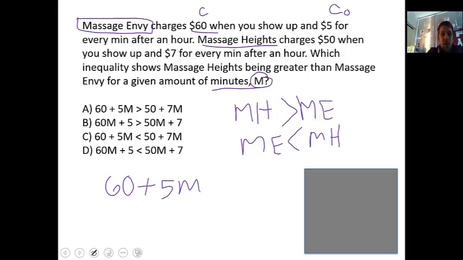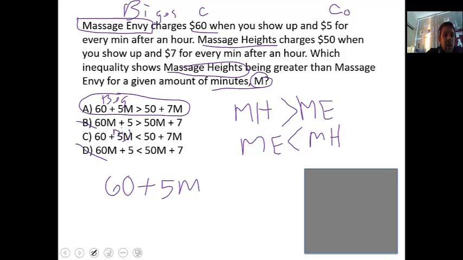I'm going to look at my answer choices to eliminate. It looks like I can get rid of B, and it looks like I can get rid of D. So it looks like they're both the same except the symbol in the middle. So I have to pick which one it's talking about. It says that Massage Heights needs to be greater. So this one needs to be the biggest, and the alligator has to chomp the biggest one. So in letter C, the alligator's chomping the smaller one when it should be chomping the bigger one. So we know that A is the correct answer.